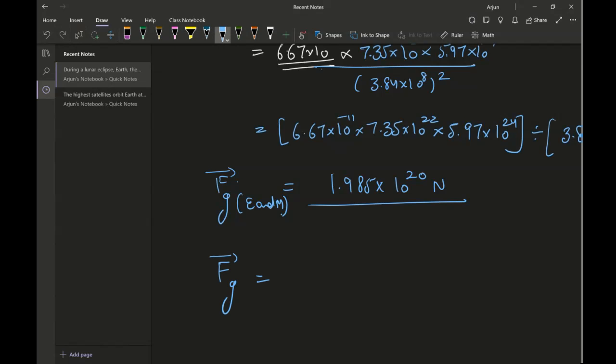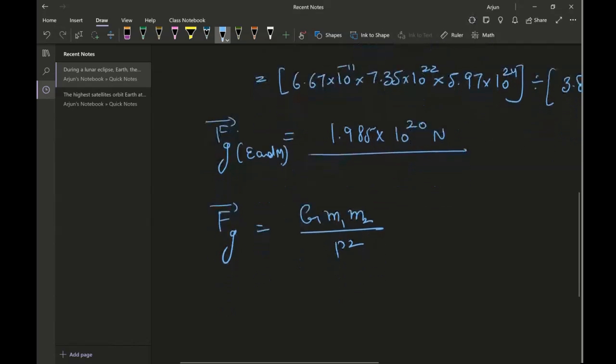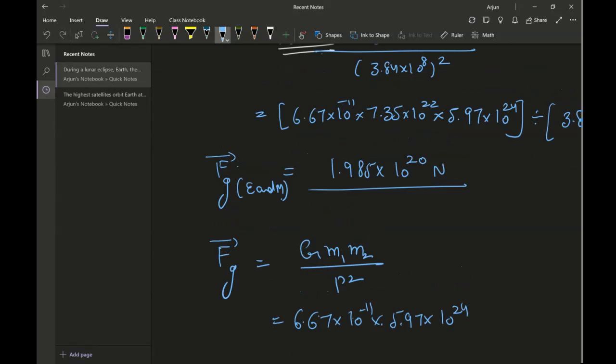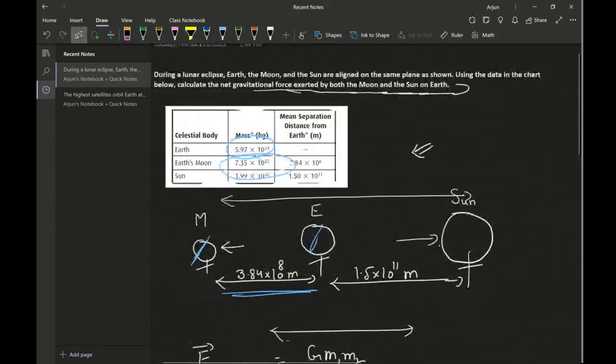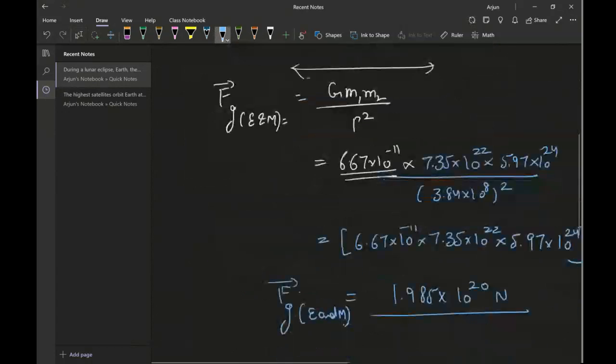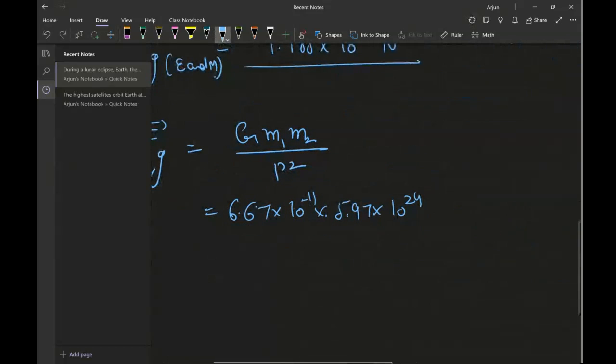Again, I'll write down the formula G m1 m2 divided by r squared, and that value will be equal to 6.67 multiplied by 10 raised to the power negative 11 multiplied by the mass of the Earth, which is 5.97 times 10 raised to the power 24, and the mass of the Sun, again I can go back and look into the given table, 1.99 times 10 raised to the power 30. Again, make sure you put these values thoroughly in the calculator, otherwise you may end up struggling with the answer.